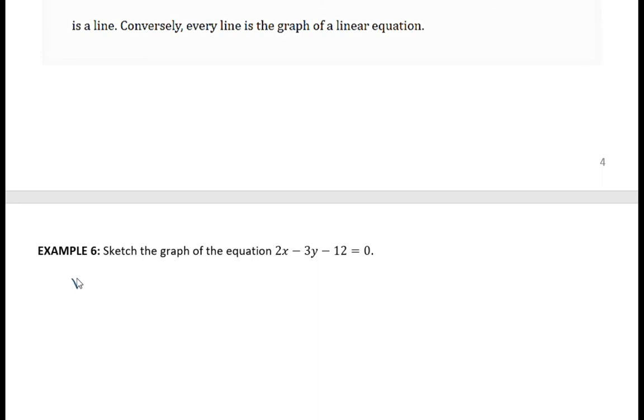So x-intercept means for an equation, you set y equals 0. So if you set y equals 0, I got 2x minus 3 times 0. So that simply disappears. Minus 12 equals 0. So we got 2x equals 12. And that gives us x equals 6. So this is the x-intercept.